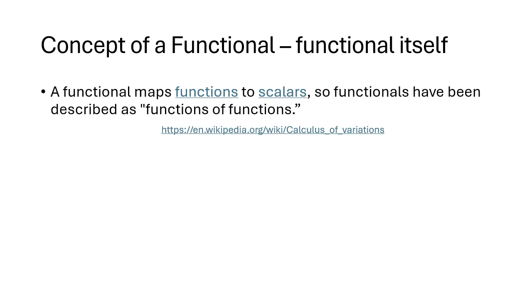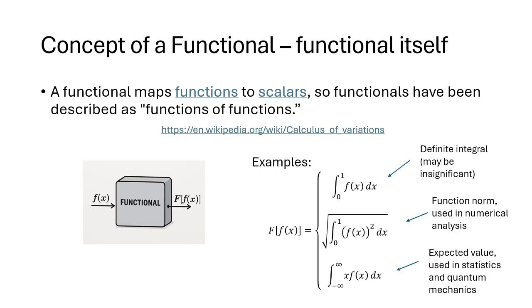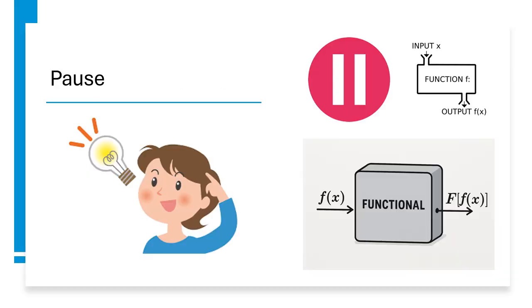For a functional, the situation is slightly different. A functional input is a whole function f. The output is typically a scalar. Please check the examples displayed. Pause the video here and make sure that you can identify the difference between a function and a functional.